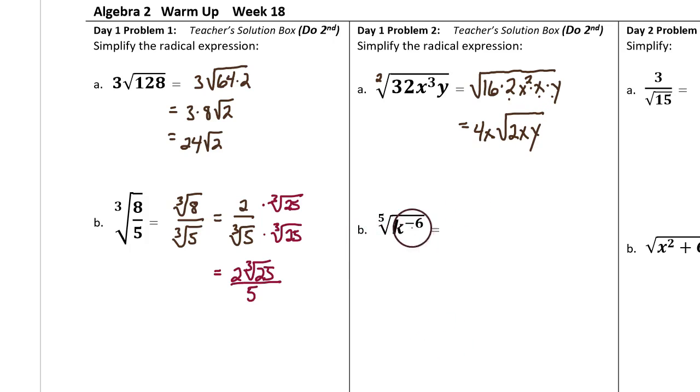Next, question B. I notice there's a negative exponent. So it's not simplified when there's a negative exponent. Let's fix that by rewriting it as the 5th root of 1 over k to the 6th power. Now I notice there's a fraction. So let's separately do the 5th root of the numerator and the 5th root of the denominator. The 5th root of 1 is just 1.